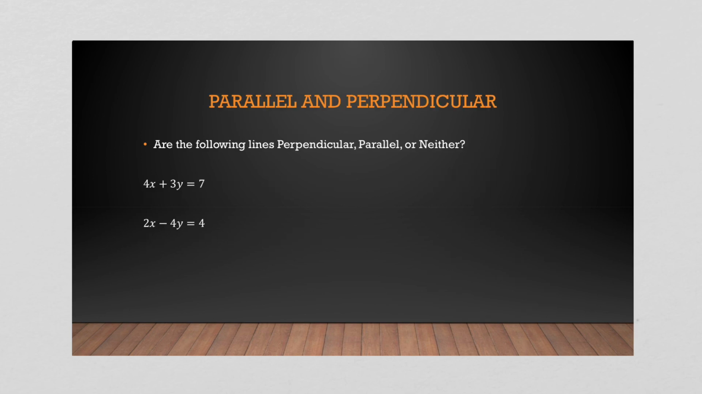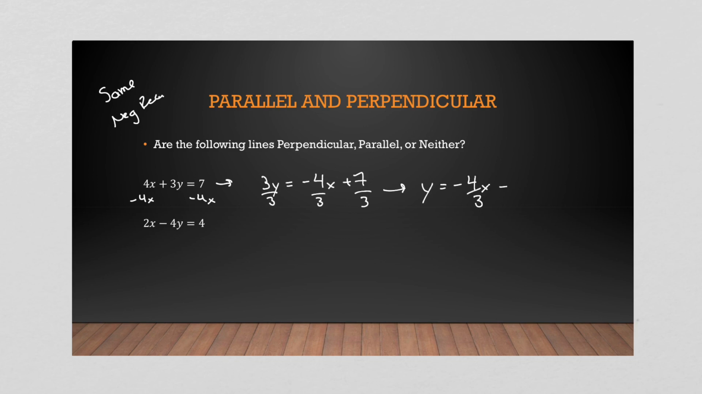So the last question is, well, given two equations, are they perpendicular, are they parallel, or are they neither? Basically, it means they have the same slope, they have negative reciprocals, or they just have different slopes that don't match those two things, and it means they're not perpendicular or parallel. So again, let's algebra this thing to find the slope. Minus 4x, minus 4x, 3y equals negative 4x plus 7. Divide by 3. Y equals negative 4 over 3 x plus 7 over 3.